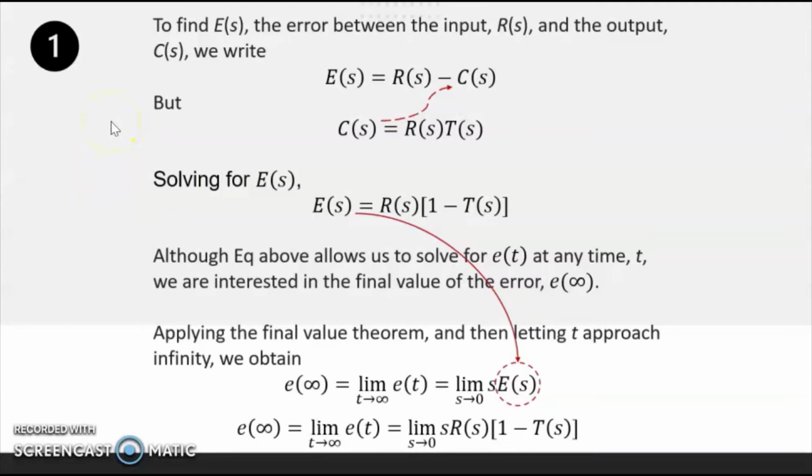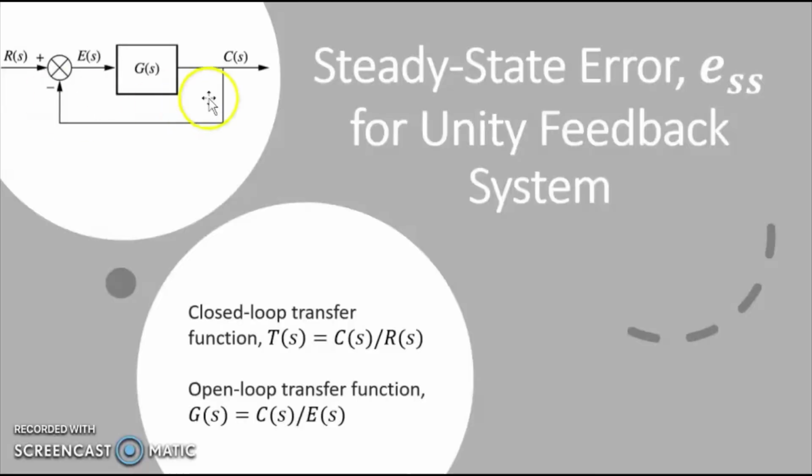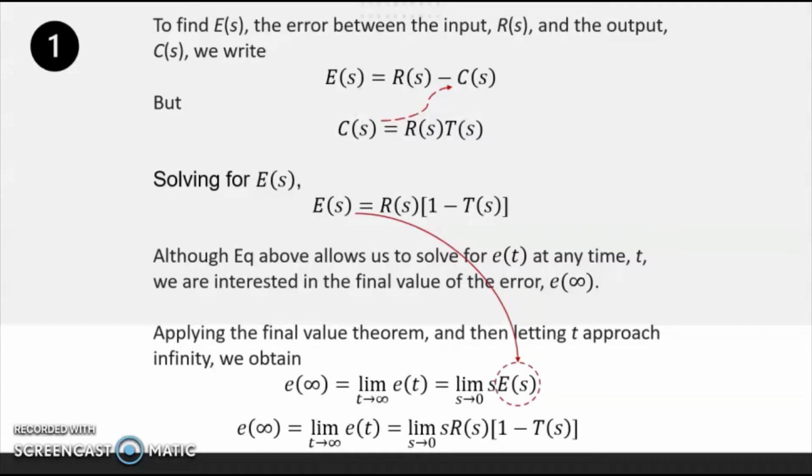We're going to look at how to derive that. To find the error function, it is the error between the input, which is the R function, and the output, which is the C function. We can write error equals R minus C. From this block diagram, if you want to calculate this error, it is basically R minus C here. R minus C.